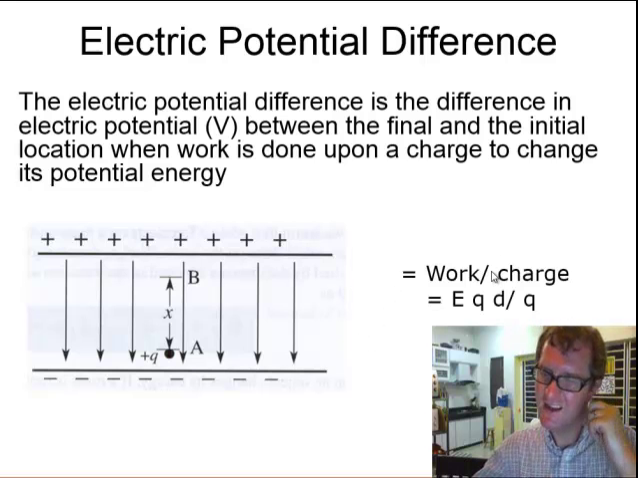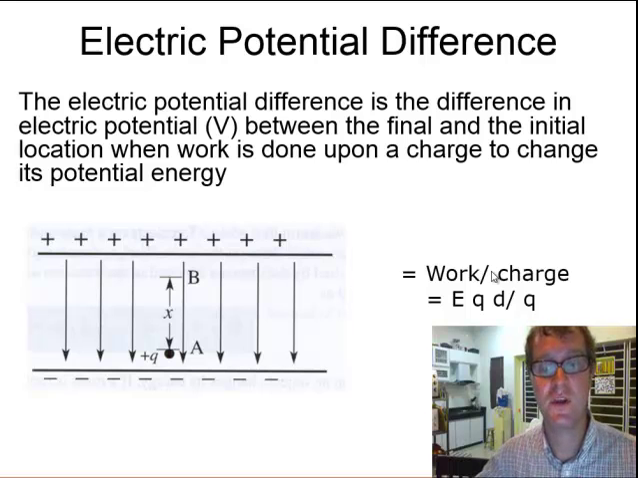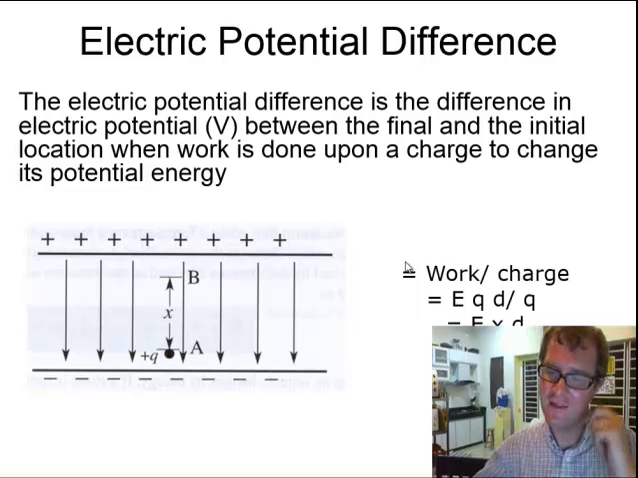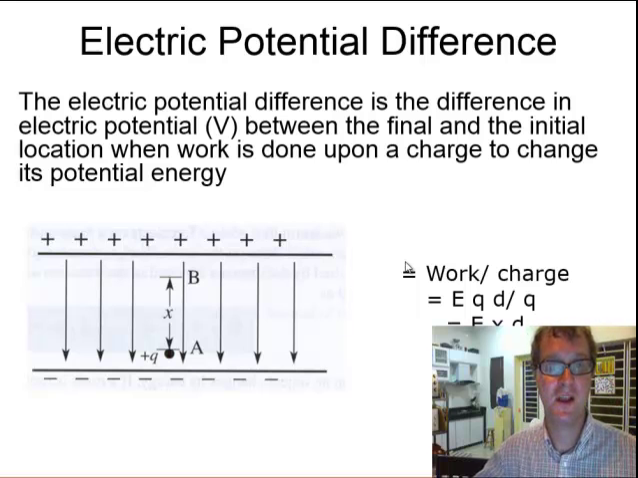In this case, the work done, as we just saw, is the field strength multiplied by the charge times the distance. We divide this by charge, so clearly the charges cancel out, and therefore the electric potential difference, the change in potential energy per unit charge, is the field strength multiplied by the distance from one point to another. So that's what the voltage is going to be equal to: the electric field strength times the distance.